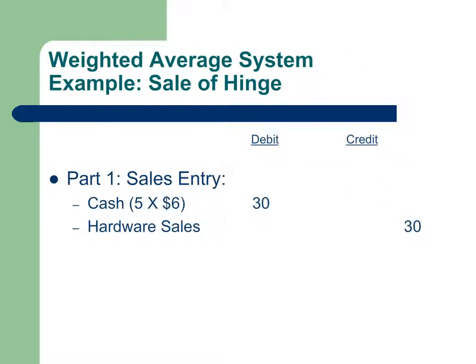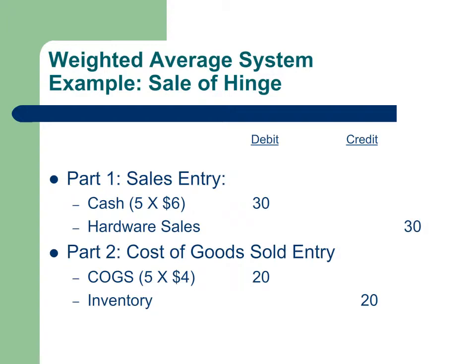So, if the customer purchased 5 hinges for $6 each, and the weighted average cost of each hinge was $4 each, the sales entry would be to debit cash and credit sales for $30, and the second part of the entry would require a debit to cost of sales and a credit to inventory for $20.